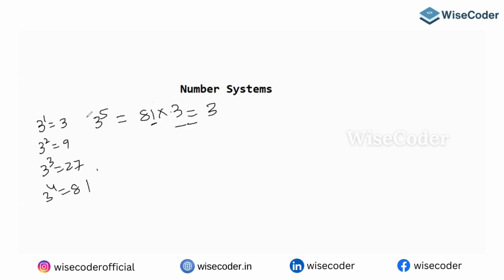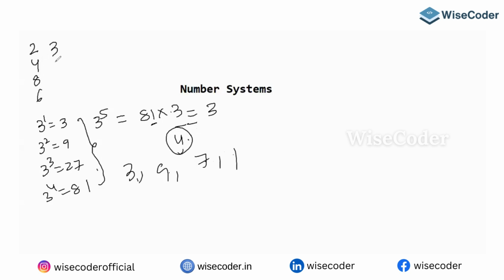Okay, if you want you can check it out. So I want to tell you one thing. 3 cyclicity is what? 4. What are the unit digits? 3, 9, 7, 1. Cyclicity is what? 4. 2 cyclicity is also what? 4. For 2 what you are going to get? 2, 4, 8, 6. For 3, 3, 9, 7, 1. Both cyclicity is 4. We will write in detail. So 3, 9, 7, 1. Cyclicity is 4.